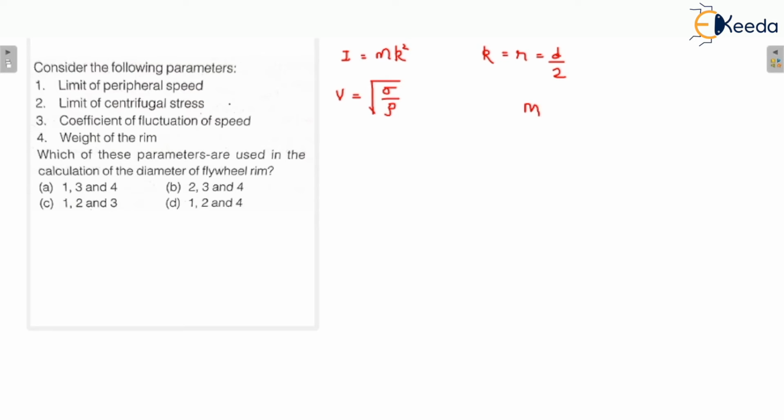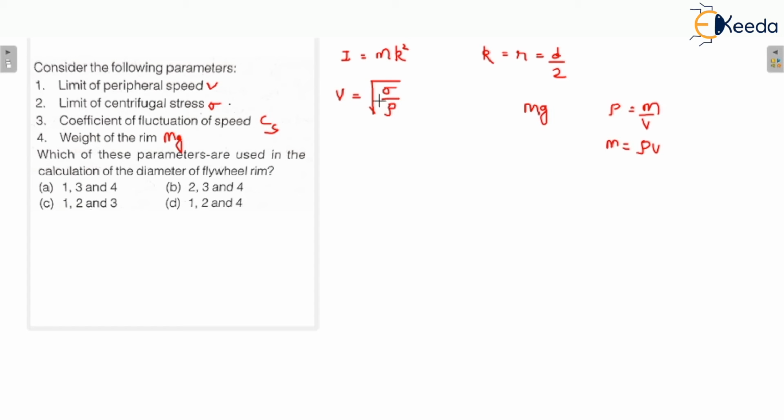You can write mg is equal to the weight of the flywheel, and rho is equal to mass upon volume. So we can say that mass is equal to rho into v. So basically mass and density are related to each other. So we have to consider these statements: the limit of the peripheral speed, which means v, the centrifugal stress sigma, the coefficient of fluctuations of speed Cs, and the weight of the flywheel ring, that is mg.